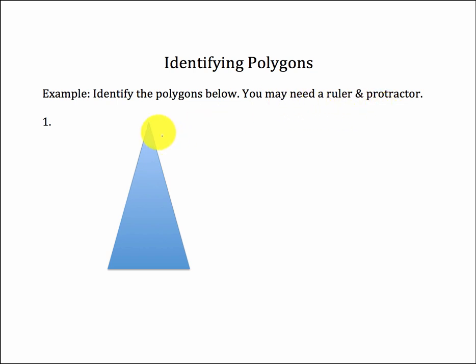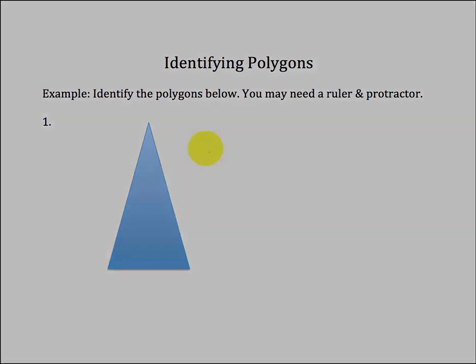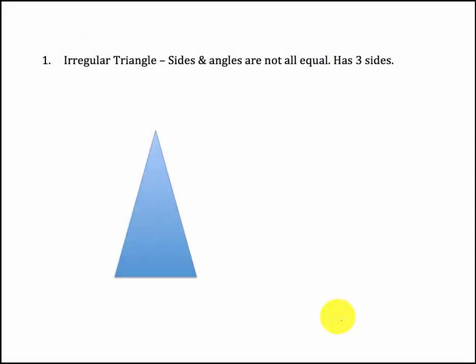For measuring the sides of the shape, obviously a ruler would be useful. Now, for this particular shape, you may not need a ruler. So just take a moment and define this polygon. So hopefully you found out that it was an irregular triangle.